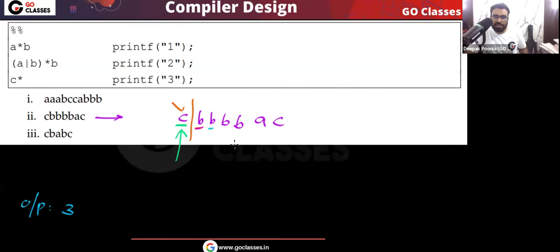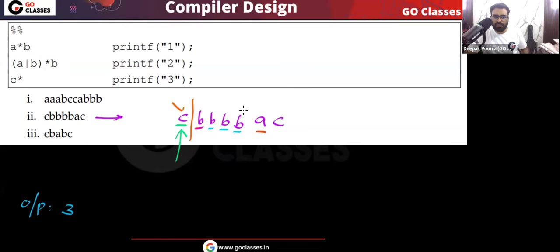Now I will read the next B. Who is in the race? Now this first regular expression is out of the race because here you only have one B at the end. There is no more B. But here you have ending with B. Yes, this is ending with B. Then you will read the next B. Yes, this is ending with B. Only this second regular expression is in the race. Then you will read this B. This is ending with B. Yes, this second regular expression is in the race. Only the second regular expression is in the race. Then you will read this A.